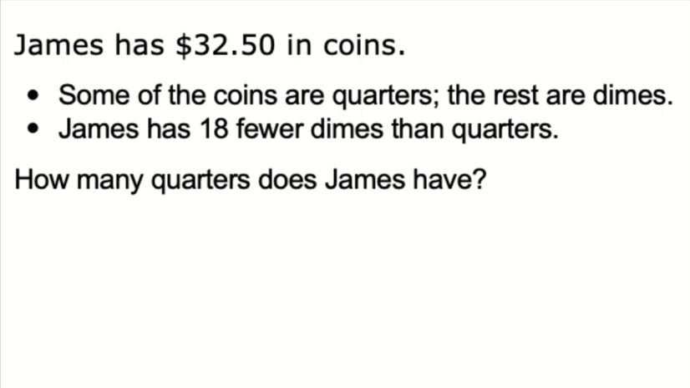James has $32.50 in coins. Some of the coins are quarters, the rest are dimes. James has 18 fewer dimes than quarters. How many quarters does he have?